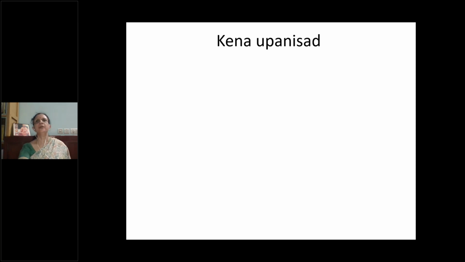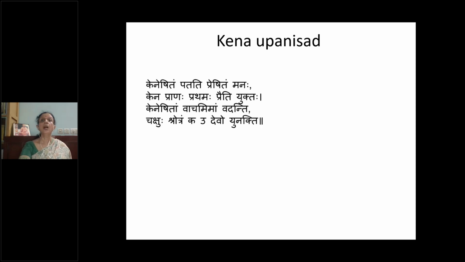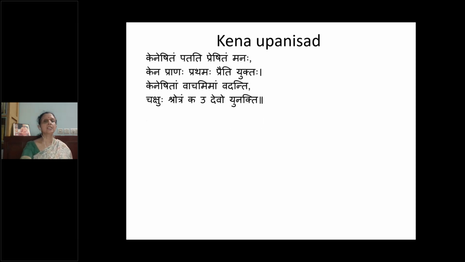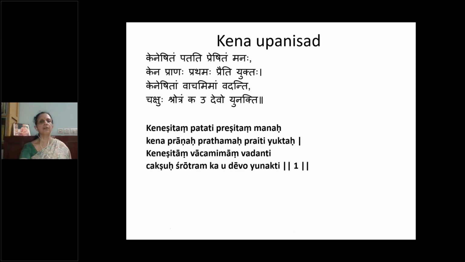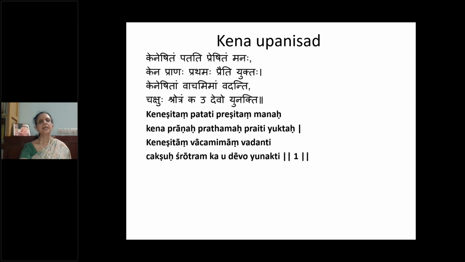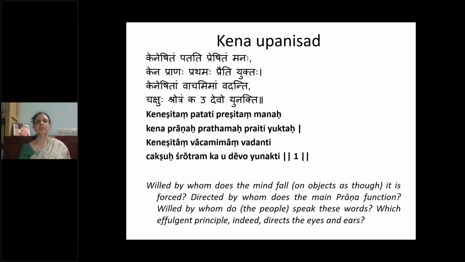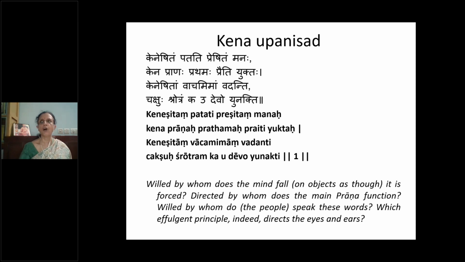So, Kena Upanishad actually says, now we have to find out what is the nature of this Atma. So, the Upanishad begins with this question. Keneshitam patati preshitam manaha, kena pranaha pratamaha praiti yuktaha, keneshitam vachamimam vadanti, chakshushrotram kau devo yunakti. Right? Willed by whom does the mind fall on objects, or is it forced?